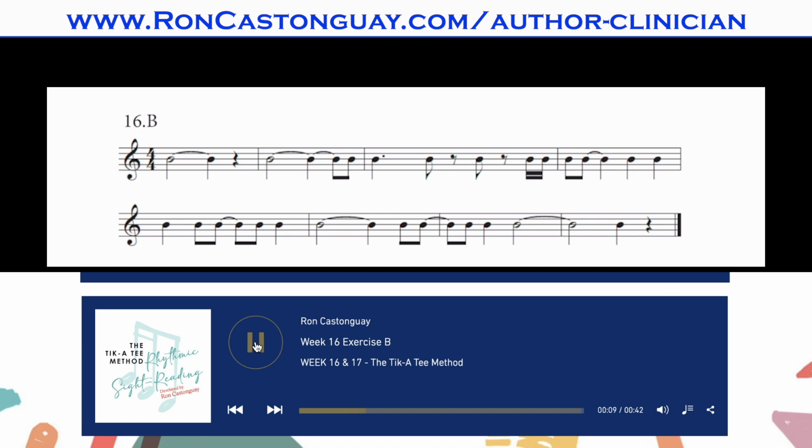One, 2, 3, 4. Ta, ta, ti, ta, ti, ti, Tik-A-tee-tee, ta, ta, ta, ti, ti, ti, ta, ta, ti, ti, ti, ta, ta, ta.